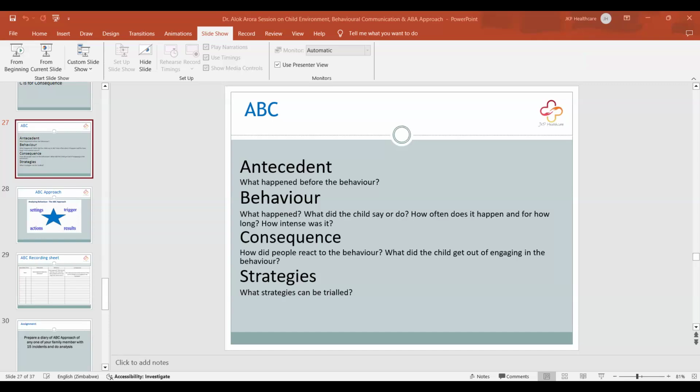Okay. So now we know antecedent, behavior, consequence, and strategies. Strategies we need to plan, trial and error method. Try this, it doesn't work, try another.